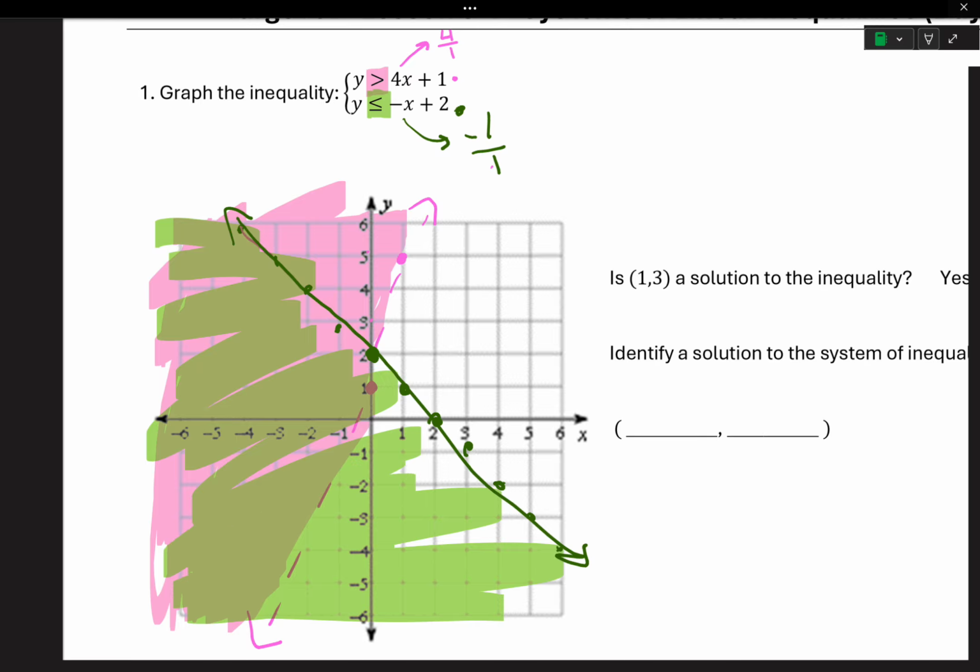Okay. Do you see where the pink and green overlap to make this kind of pukey green color? That is the solution to our system. We can also use part of the solid line that borders the shade, the pukey green color. That can also be part of our solution.